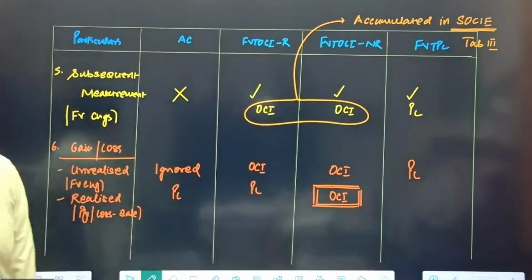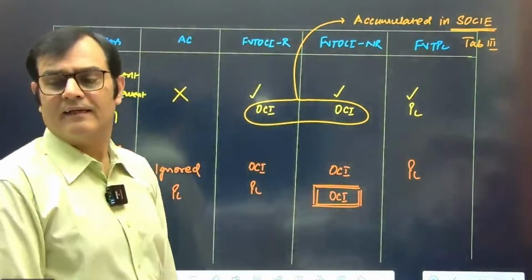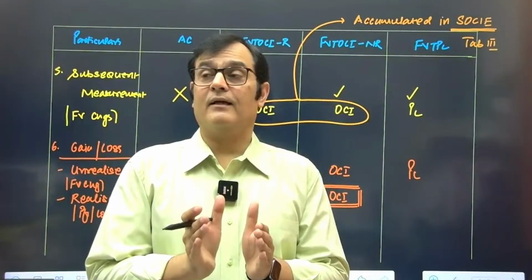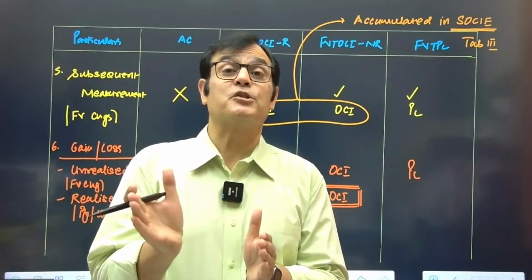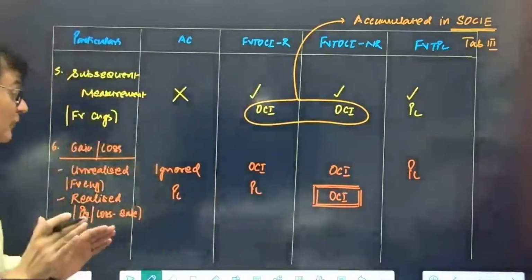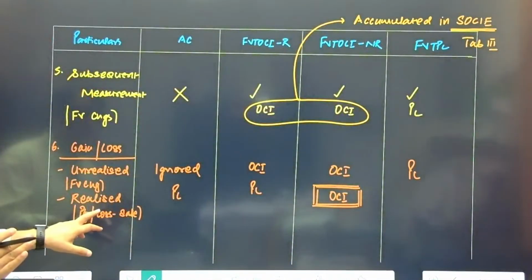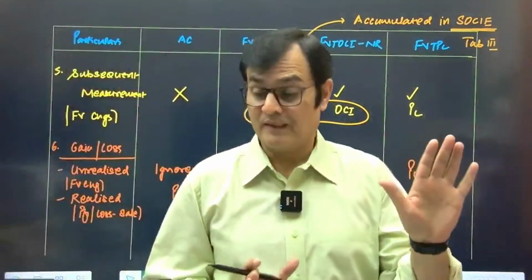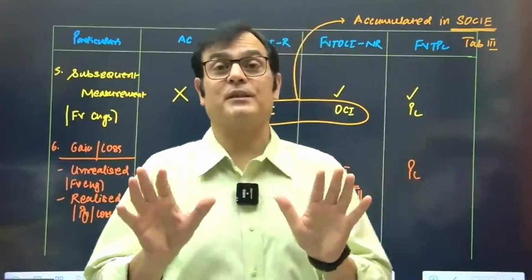Sir, upon sale, then what will happen? That balance will transfer to the reserves and surplus. No, that is the accumulated balance which you're talking of. Right now, I'm talking only of the realized gain or loss on sale, not the accumulated balance. That's my next point of discussion. Let me clarify this agenda first of all.